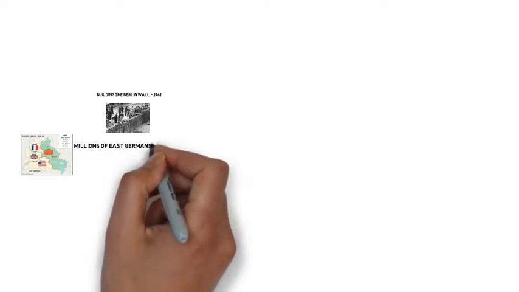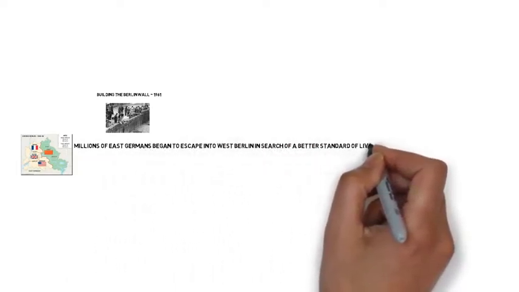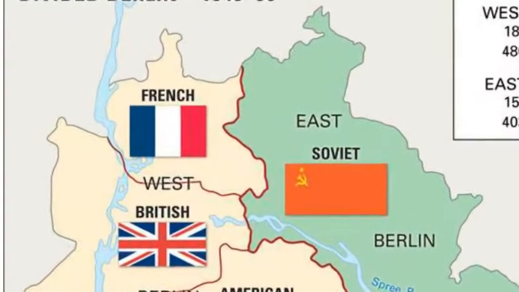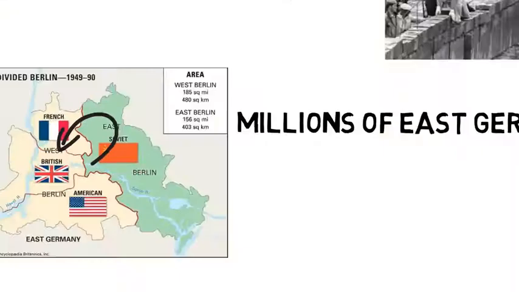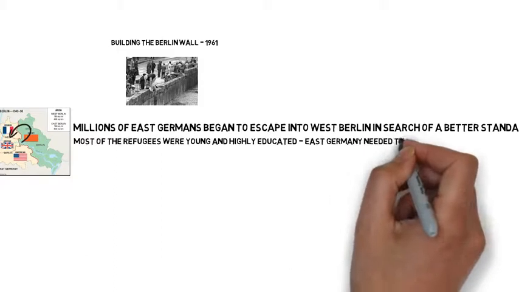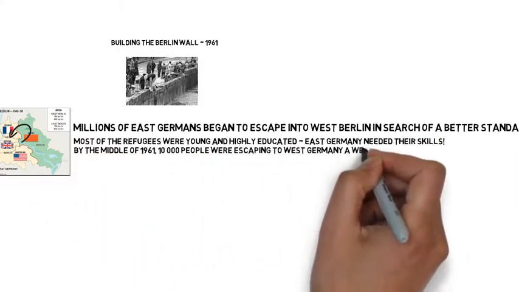Millions of East Germans began to escape into West Berlin in search of a better standard of living and greater freedom. Most of the refugees were young and highly educated, and East Germany needed their skills. By the middle of 1961, 10,000 people were escaping to West Germany each week.